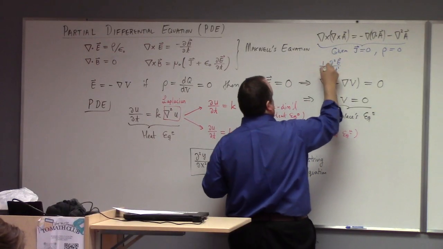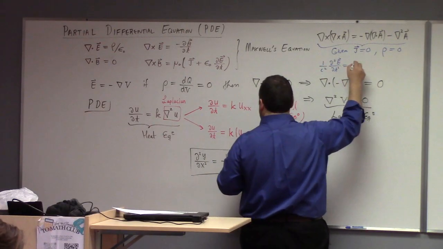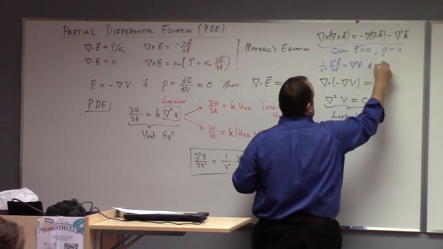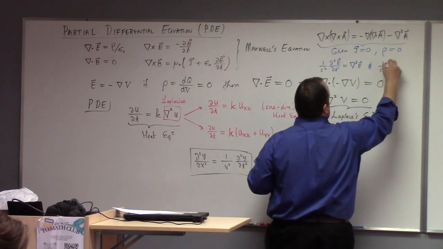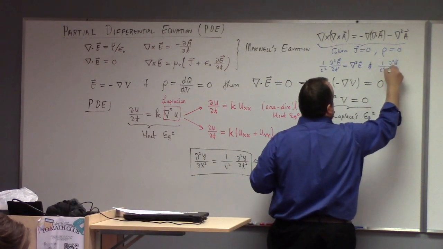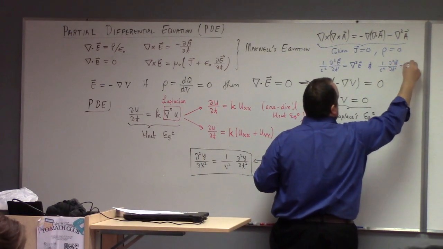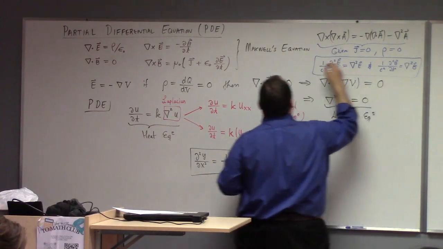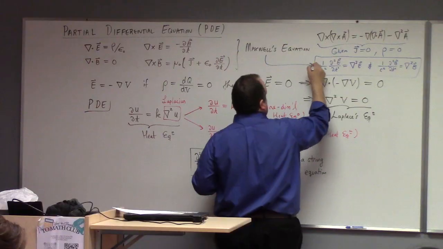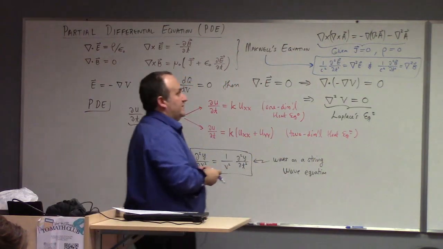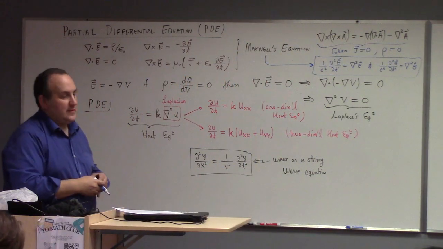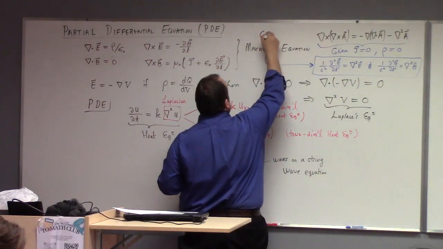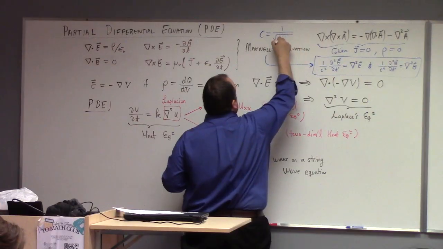So yes, 1 over c squared times the second partial of E with respect to t is equal to nabla squared E, and 1 over c squared times the second partial of B with respect to t is equal to nabla squared B. So these two wave equations follow from Maxwell's equations if you sort through that vector identity at the top of the board. And here c is defined to be 1 over the square root of mu naught epsilon naught.